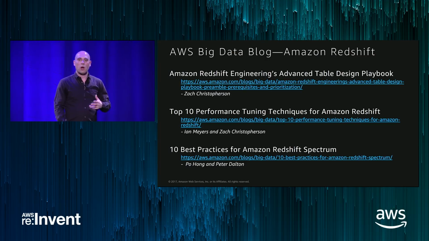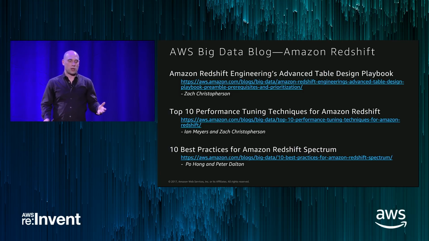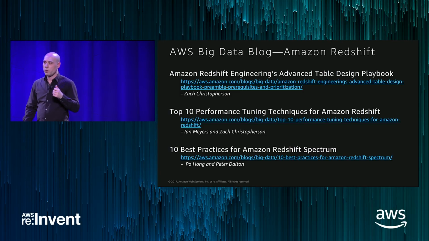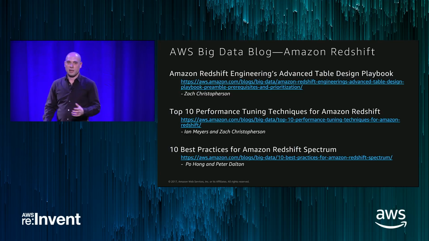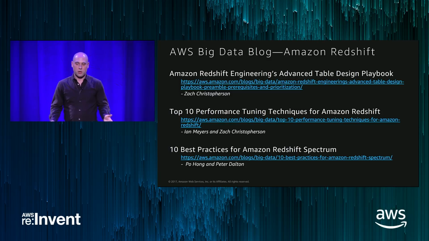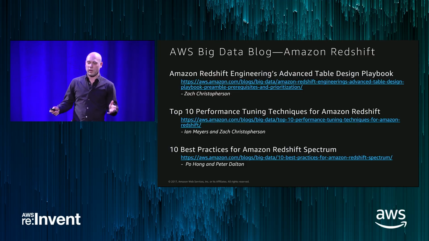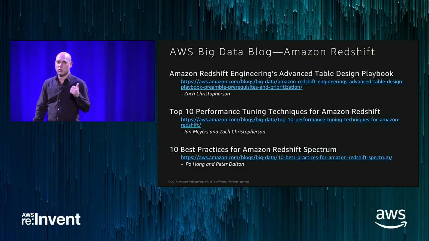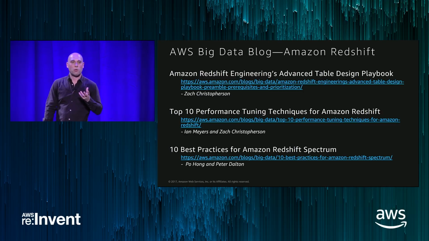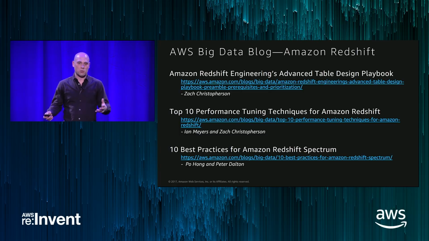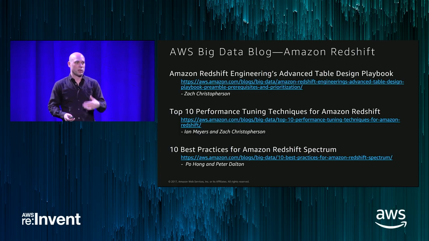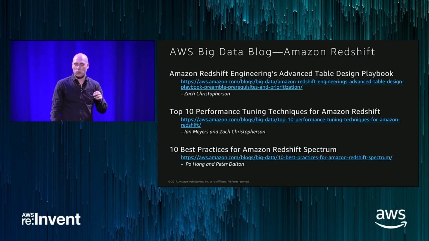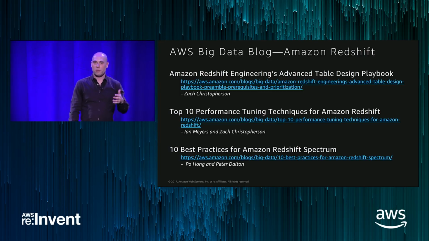A couple of blog posts worth calling out. I think these are our three top blog posts. The top one there was written by one of our database engineers. It's a series of 5 blog posts that goes through table design and how sort keys and distribution keys work. I highly recommend checking that one out. If you understand everything that he's written, you should be in good shape with Redshift. And then the top 10 performance tuning techniques. The theme for that was, what are the top 10 things that we see customers get hung up on when configuring a Redshift cluster? So that one is totally worth checking out. And then the same kind of theme on the Spectrum one.